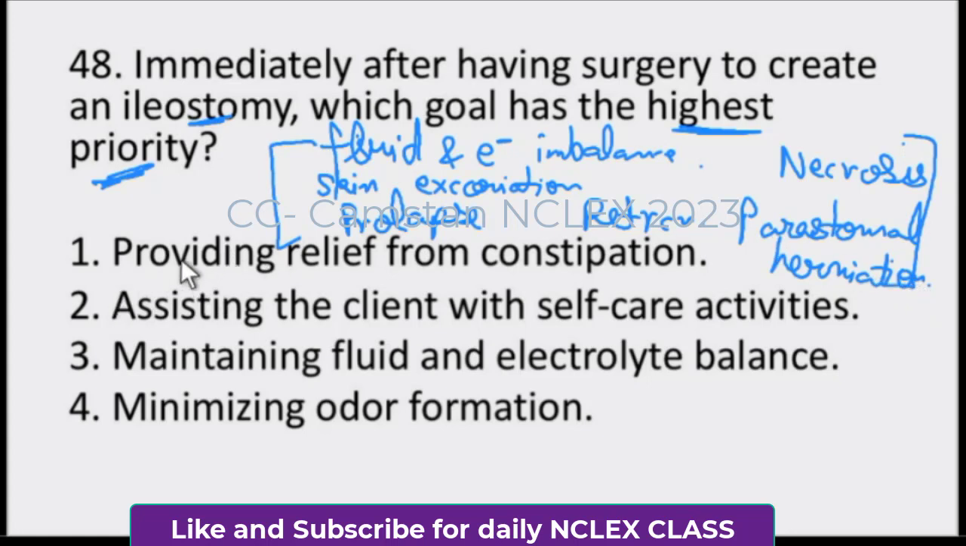So now going through the options. Providing relief from constipation. Well, the client will experience continuous liquid to semi-liquid stools and there will be no case of constipation, so this option is not correct. Next one is assisting the client with self-care activities. That's not a priority. Maintaining fluid and electrolyte balance. As I already mentioned, this fluid and electrolyte imbalance is one of the major complications that the client can experience during the postoperative period. So this option is correct. Last one is minimizing odor formation. It totally depends on the diet and it's not a priority here. So not a correct one. So out of the four options, the correct option is the third one, that is maintaining fluid and electrolyte balance. Right.